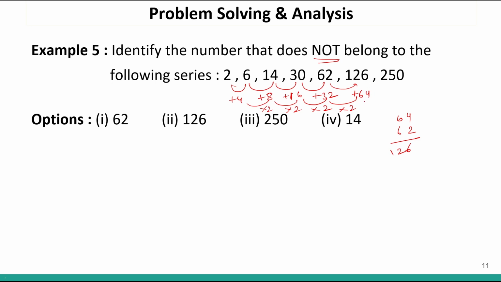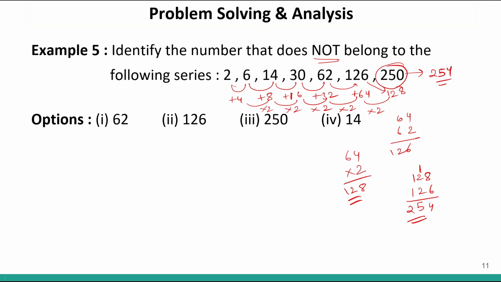So correct. Then again we'll multiply this by 2. 64 into 2 will give me 128. Right? So 128 we have to add in 126. So 128 and 126. 8 plus 6 is 14. 2 plus 2 is 4 plus 1, 5, and this will be 254. So this is the number which is incorrect, because in place of this we should have 254 as the correct answer. Now this was one way to solve this.